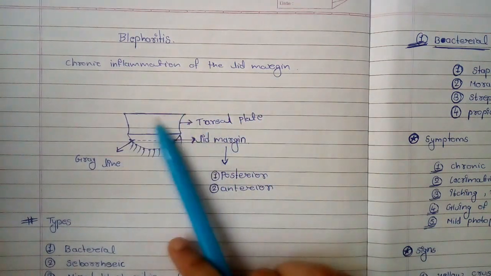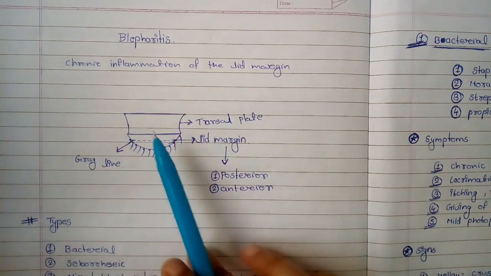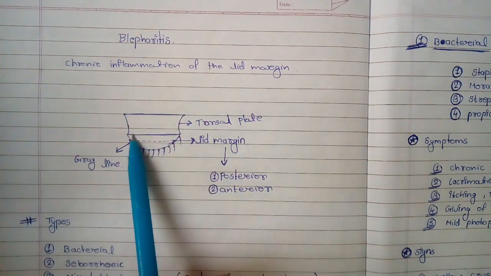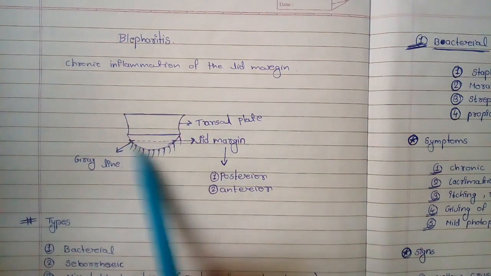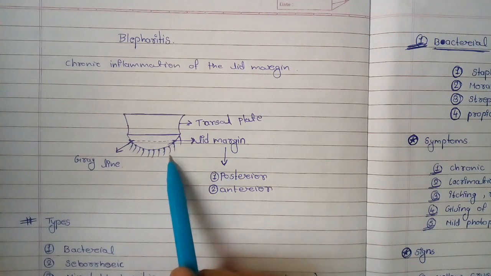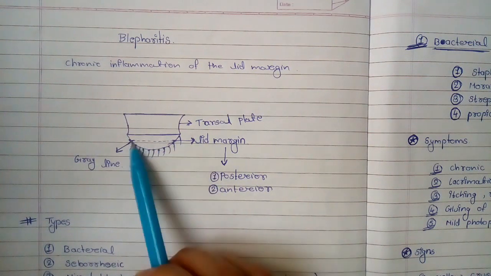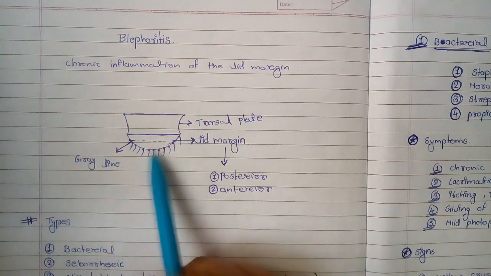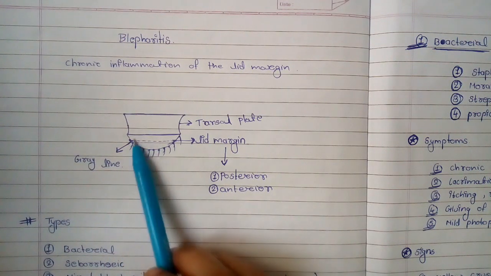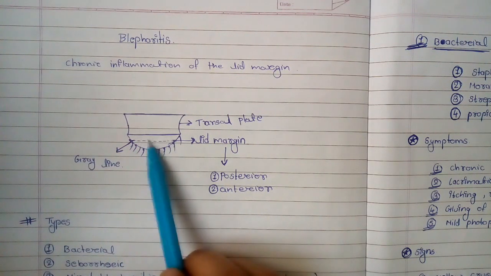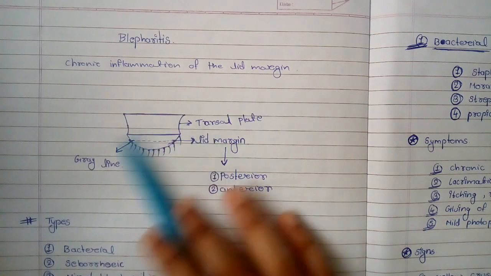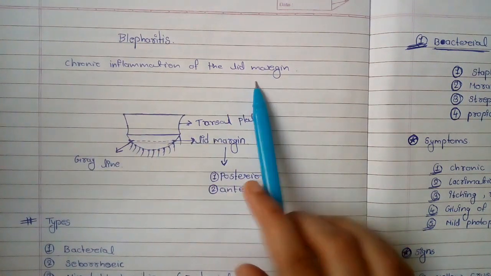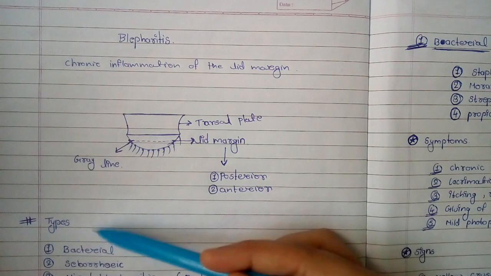Here I have drawn the diagram just for understanding purposes. This is the tarsal plate. This is the lid margin, and here there is the presence of eyelashes. This lid margin is divided by a line which is called the gray line. So this is your anterior part and this is your posterior part. After knowing the basic anatomy of the lid margin, now we are going to see the types of blepharitis.